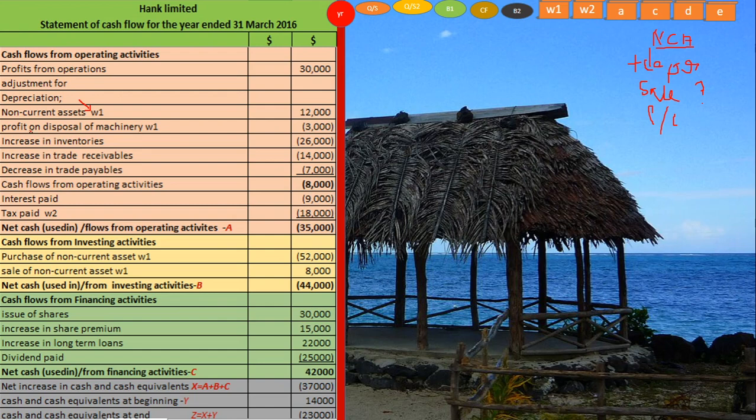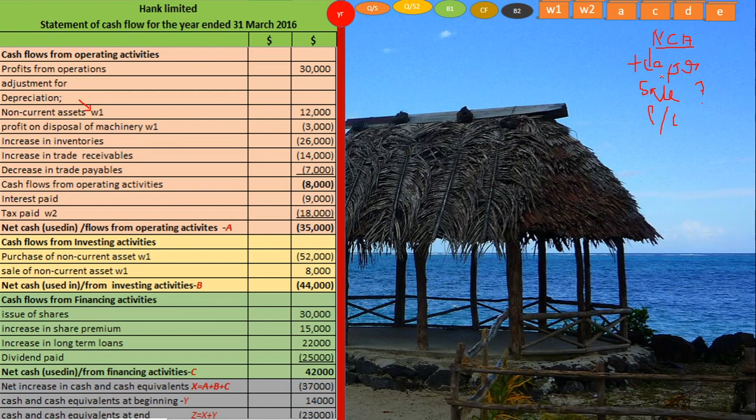Now what if there was loss on disposal of machinery? So if there's loss, you will have to add it back. Why? Because to arrive at your profit from operation in the income statement, there would be less loss on sale of machinery. That's what we do normally while preparing income statement. So since it has been deducted to arrive at your profit from operation, we are adding it back. Simple reason, it is your non-operating loss.